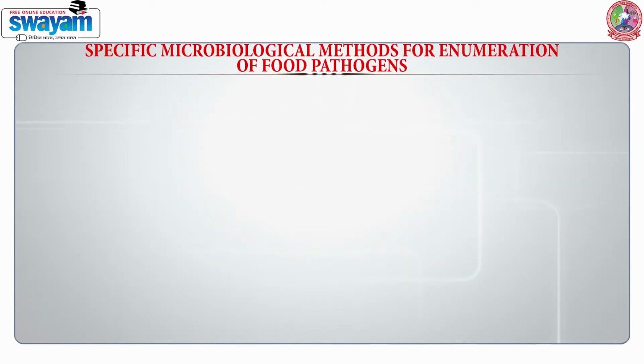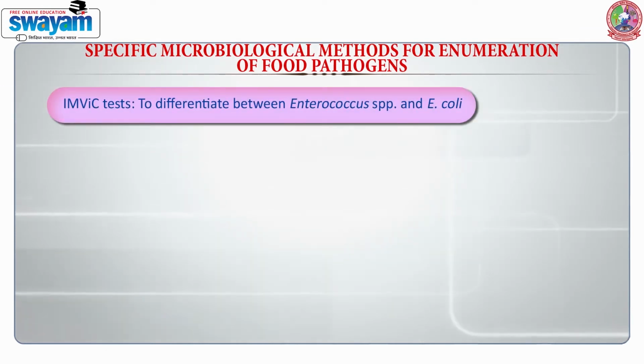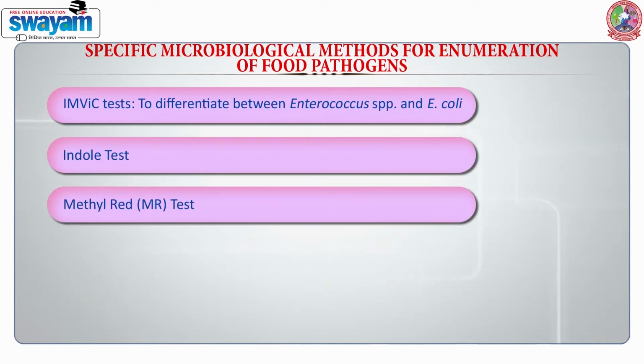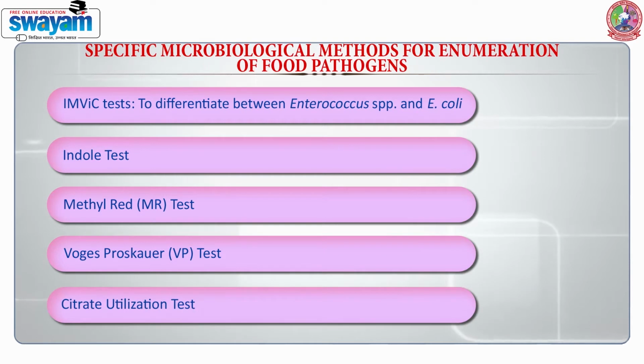Some important microbiological methods for enumeration of food pathogens are the IMVIC test, which is used to differentiate between Enterobacter species and E. coli. There are 4 reactions: indole test, methyl red test, Voges-Proskauer test, and citrate utilization test.